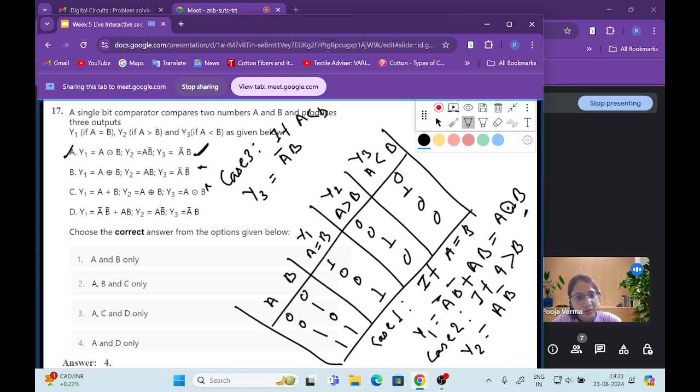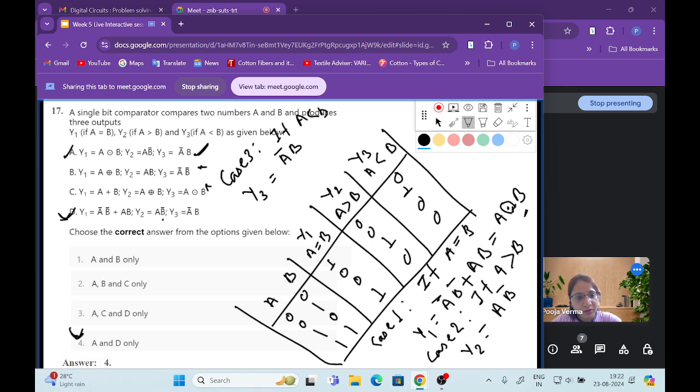Now option D we can check. It is written in this format: A dash B dash plus AB. So y1 is correct. Now check y2. AB dash, this one is also correct, and this one too, so option D is also correct. Okay, so choose the correct answer from the options. So A and D are correct. So option 4 is the correct answer. A and D only is the correct option. Okay.